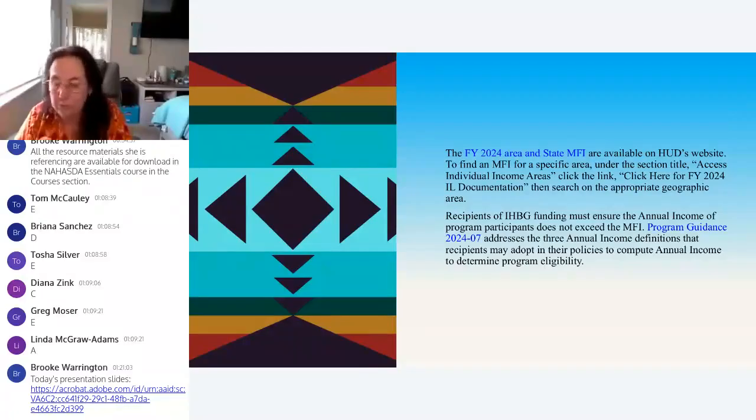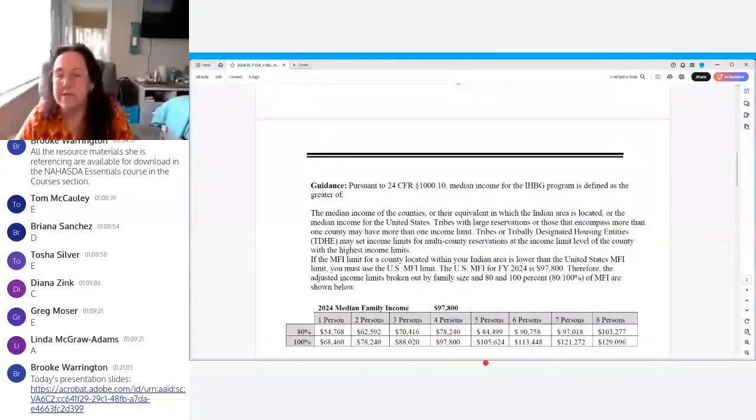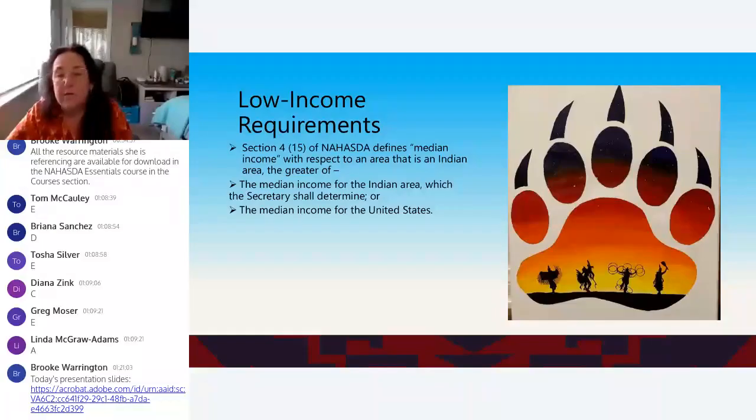Pick one, it's easier. And then here are your income limits. It's got to be 80 to 100%. So 80% of median income for a family of 4 would be $78,240. Section 4 defines median income with respect to an Indian area: the greater of the median income for your Indian area, which the Secretary shall determine, or the median income for the United States.